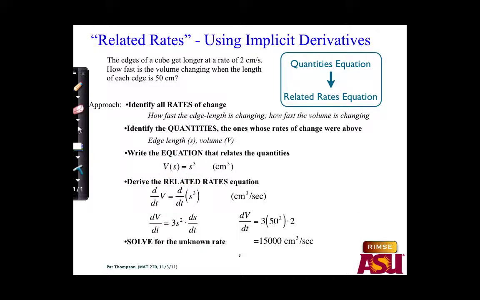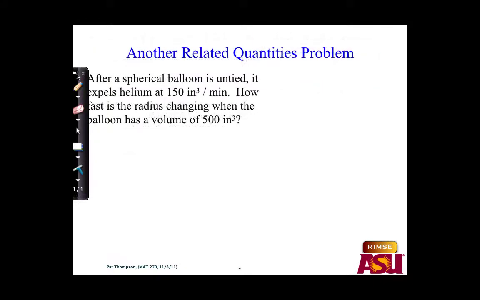All right, so after a spherical balloon is untied, it expels helium at 150 cubic inches per minute. How fast is the radius changing when the balloon has a volume of 500 cubic inches?